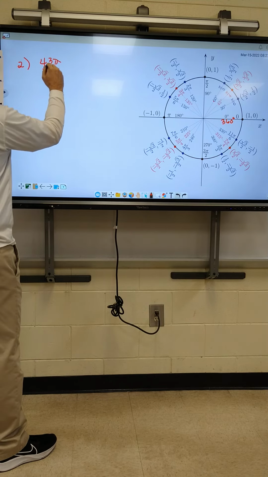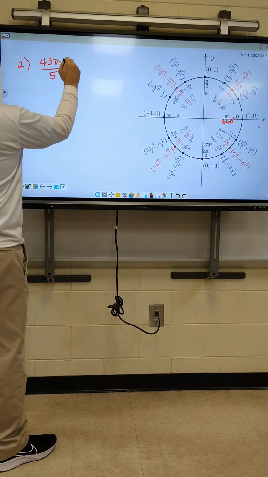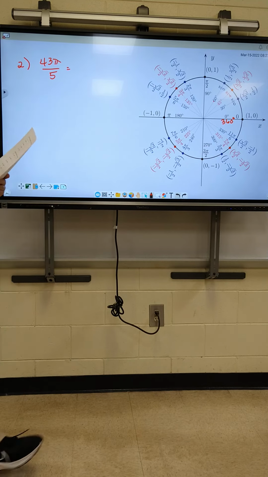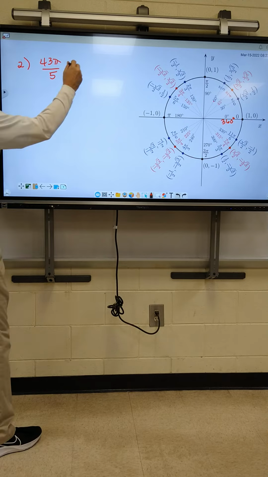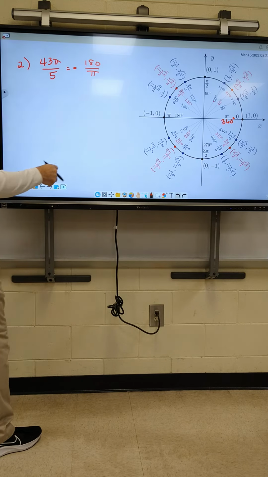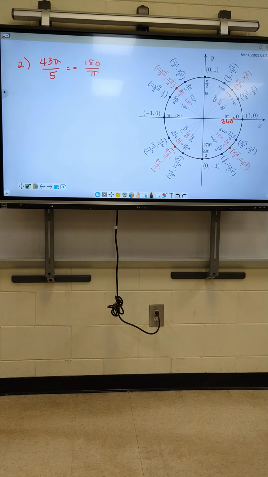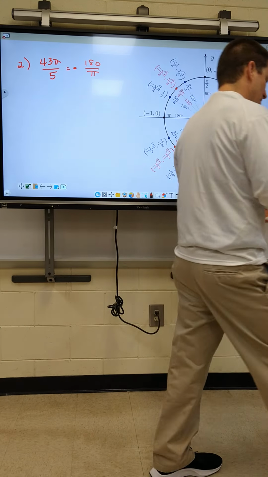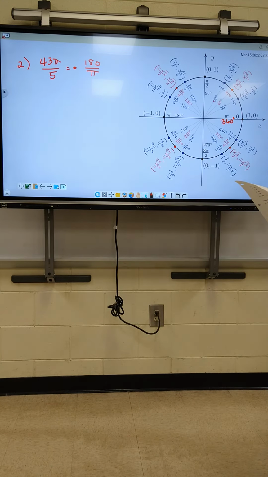All right, let's do number 2. 43 pi over 5. Look at number 2, 4, 6, 8, 10, all in the right column. What's wrong with them? They're fractions, but they got pi's. So the first thing we're going to do is make it a degree. How do we do that? We times it by 180 over pi. That makes it a degree that we can work with. So put it in your calculator, see what you get.